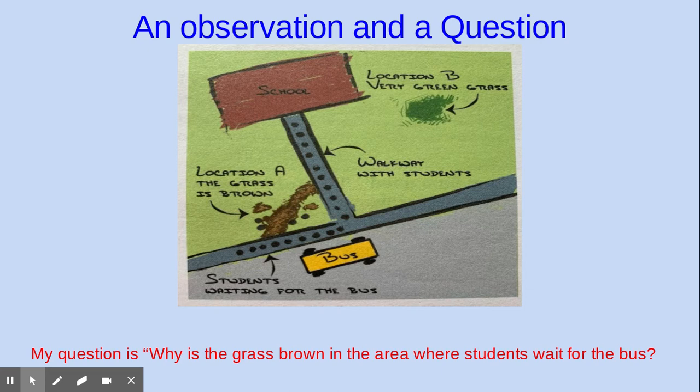Let's begin with an observation. Our friend Sam notices that the grass on the school grounds is not green everywhere. In one place where students wait for the bus, the grass is brown. Sam makes a diagram to illustrate his observation. His question is, why is the grass brown in the area where the students wait for the bus?